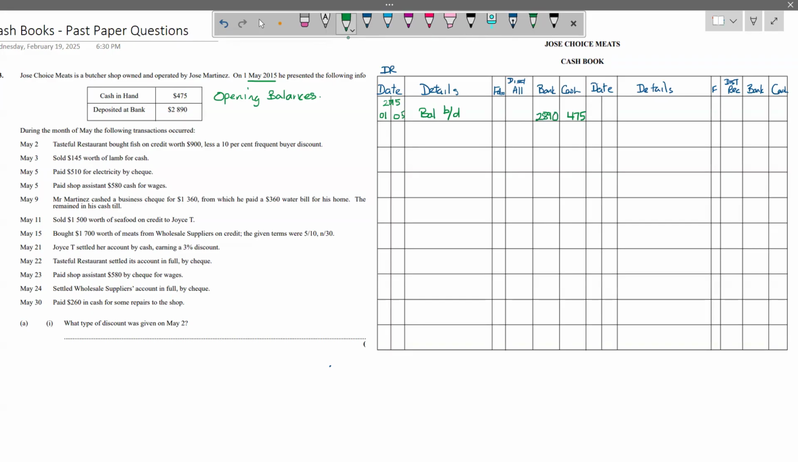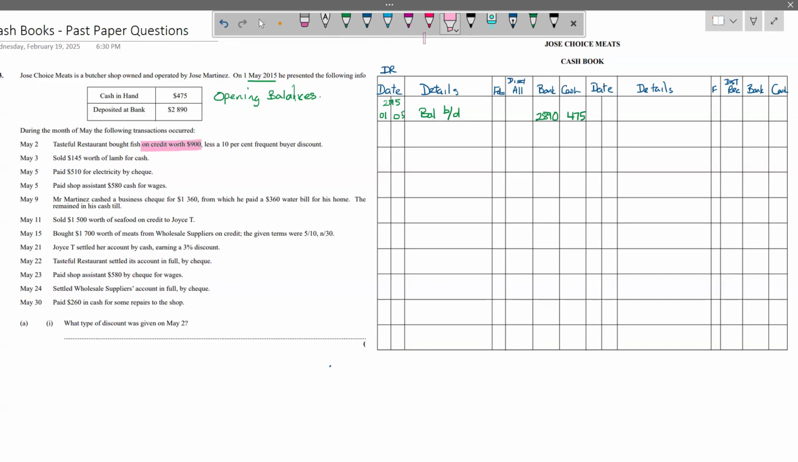So let's go through the transactions that took place during the month. May 2nd, Tasteful Restaurant bought fish on credit worth $900, less a 10% frequent buyer discount. The mere fact that this was bought on credit is not a transaction that we're going to write in our cash book. It is important because later on, they're probably going to make a payment for this fish that they bought on credit. But this initial transaction on May 2nd is not going in our cash book. Why? Because it was done on credit.